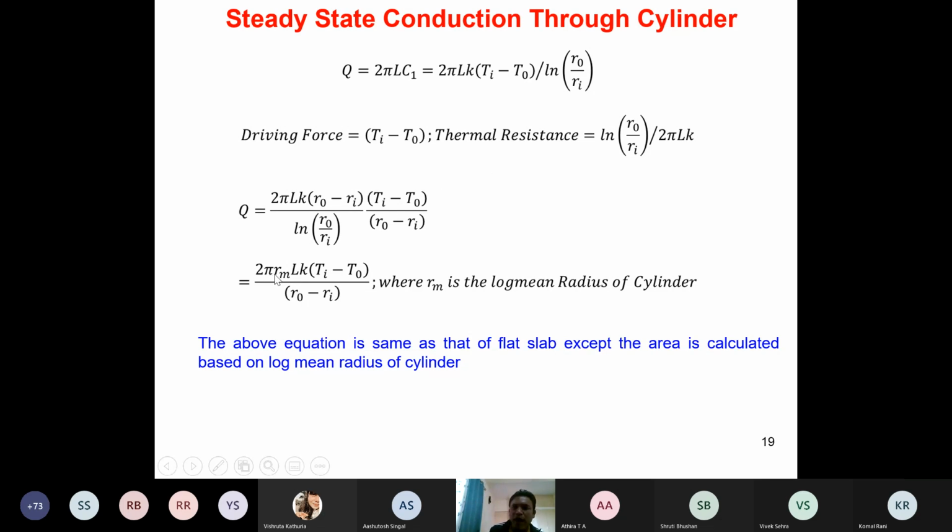So here you can see 2 pi rm l, that is going to be the area, and this area is calculated based on the rm, where rm is nothing but the log mean radius of the cylinder. So if we put this 2 pi rm l as an area A, then this equation becomes A K delta T divided by the thickness, isn't it? So r naught minus ri is the thickness, isn't it? So this is the same expression as what we have seen for a flat slab.